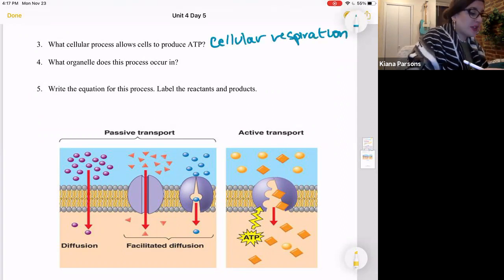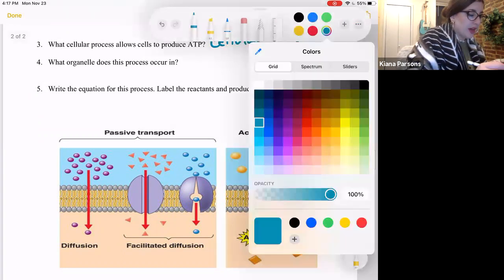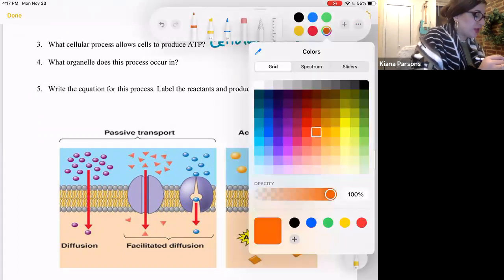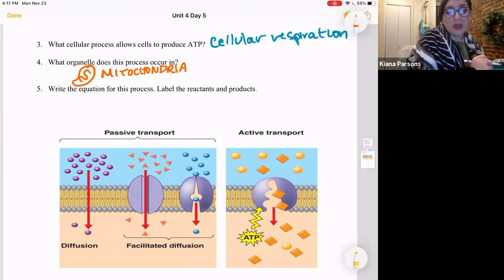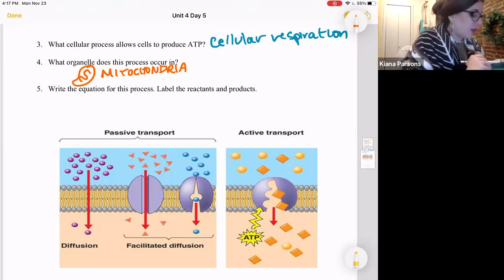What organelle does this process occur in? Do we remember? I really hope we do, considering we just did a whole project about this topic. The mitochondria. Shout out to Mito, that Iris drew, that I now think of every time I draw the mitochondria. I'm going to have to figure out how to copy your little drawing, so cute.